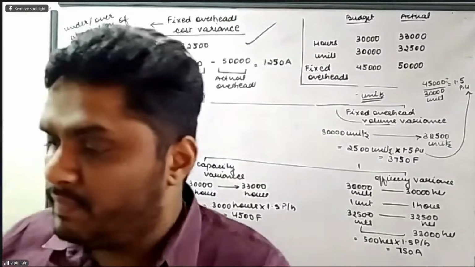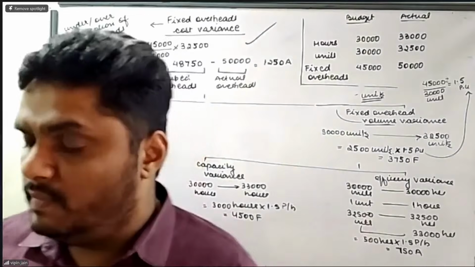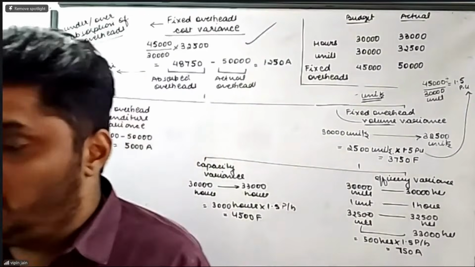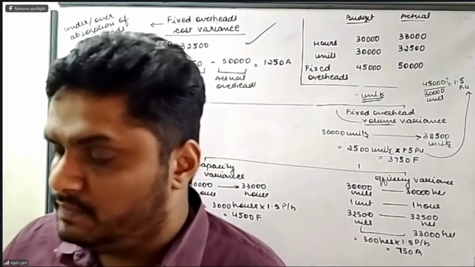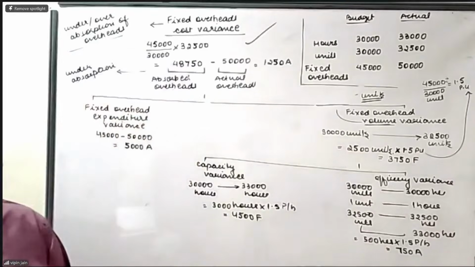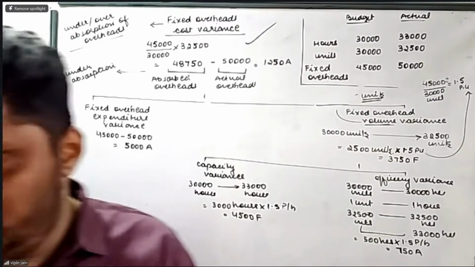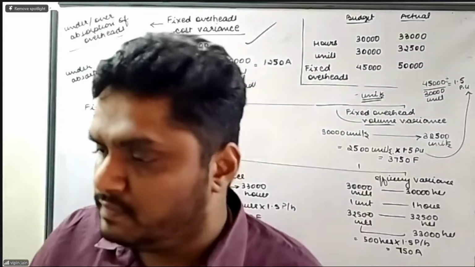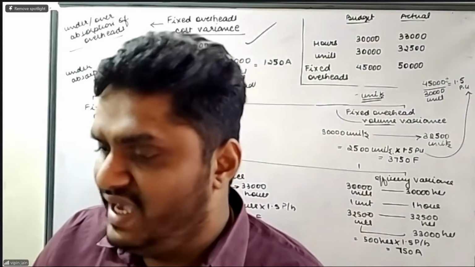Sir, when the days exist, in case of a difference in budgeted days and actual days, the overall variance will be adjusted among calendar and capacity variances. Yes, right? That's obvious, right?